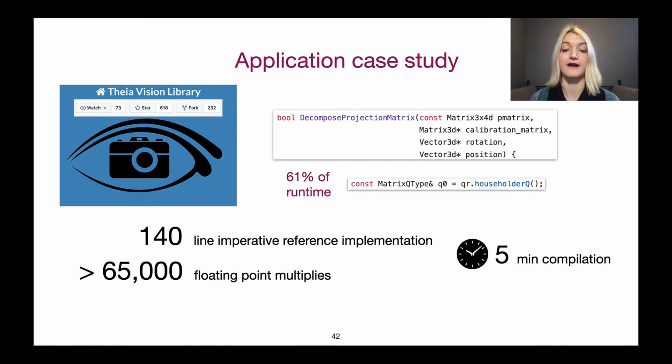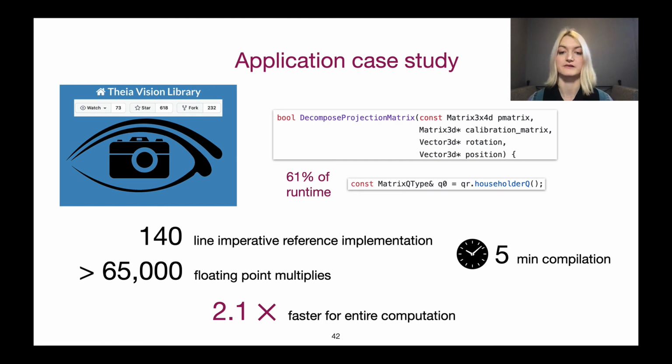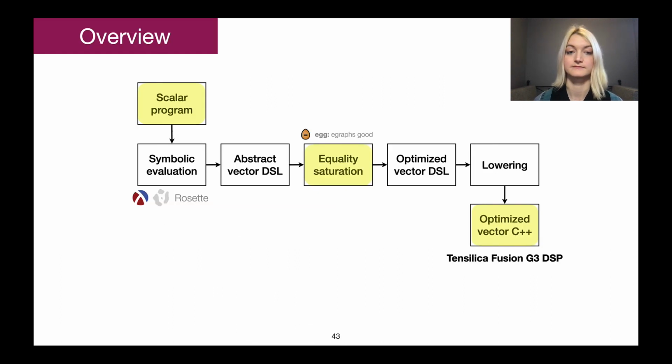In total, it took about 5 minutes to compile this function, of which 3 minutes were spent in equality saturation. And the resulting code is 2.1 times faster for the entire call to decompose projection matrix. So even though the source code did not spend as much of its time in QR decomposition and just spent a large proportion of the runtime, we still achieved an end-to-end speedup for this library call.